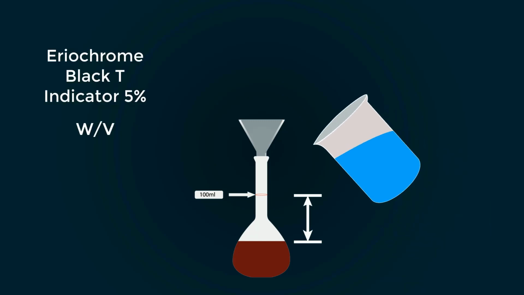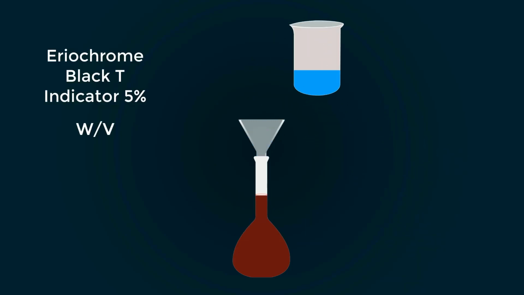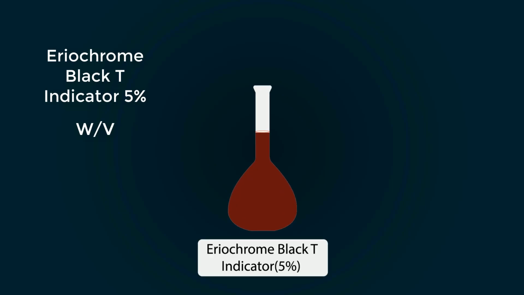In this animation we will teach you how to prepare 5% weight by volume Eriochrome Black T indicator.